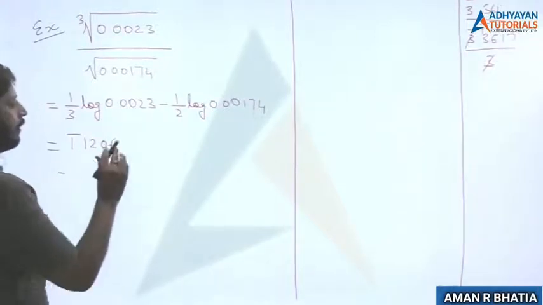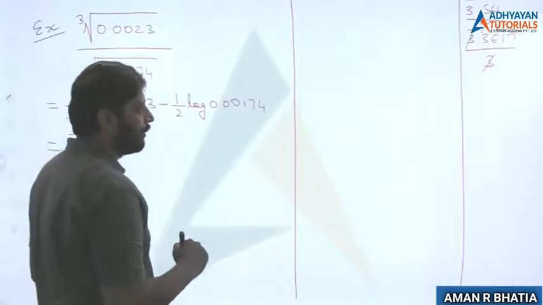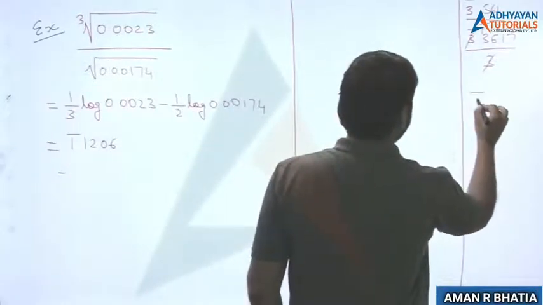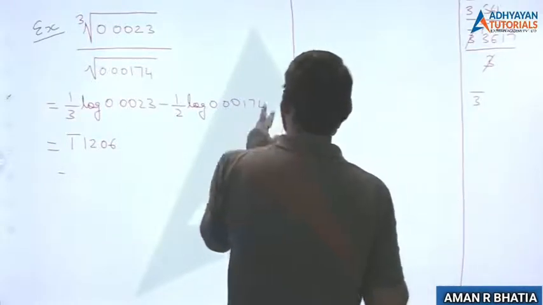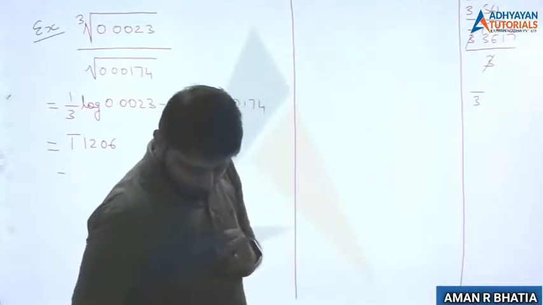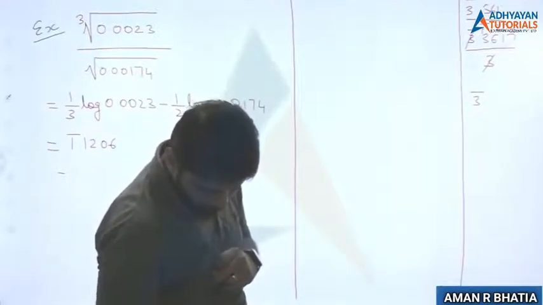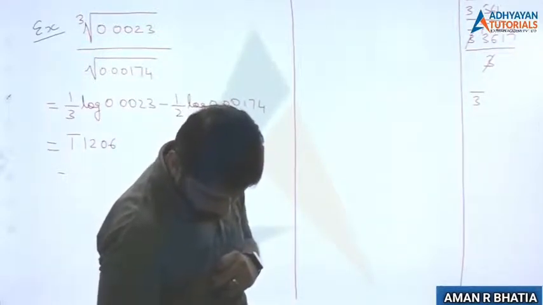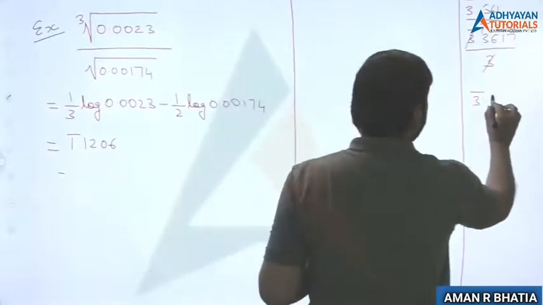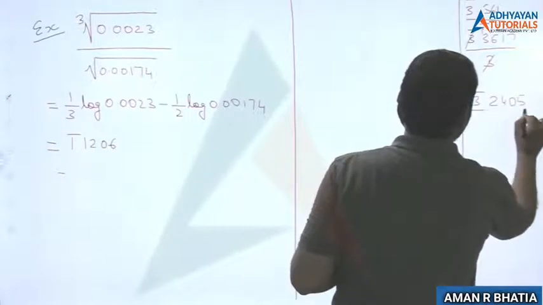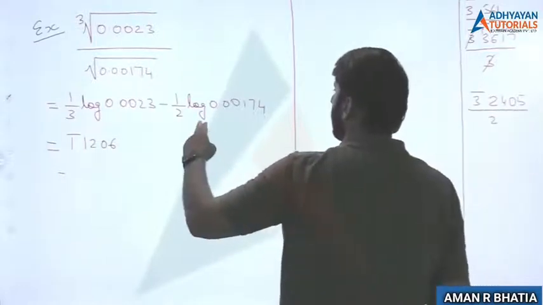minus half log of 0.00174. Now here you have the characteristic as bar 3 point 00174, meaning 174, 17 and the fourth value is 2405. 2405. So 2405, and I have to divide this by 2 because it's a square root.